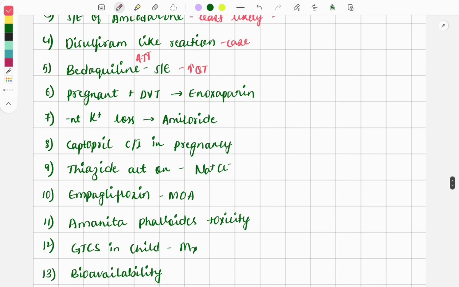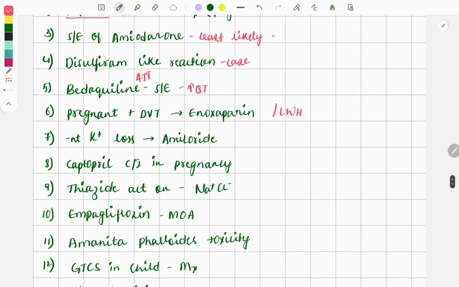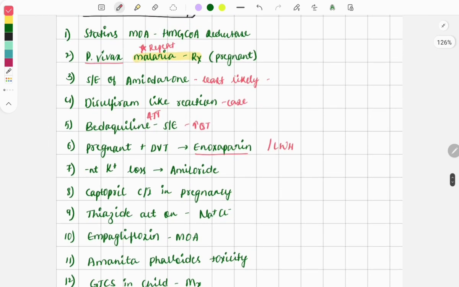Then there was a question asked on a pregnant female who was having DVT. How will you treat the patient, or which of the following drugs will you prescribe her? We will usually be prescribing low molecular weight heparins. That was not given in the question, but enoxaparin was given in the option, which is the right answer. So in pregnancy, which drugs are safe and which drugs are contraindicated, it is a very important topic.